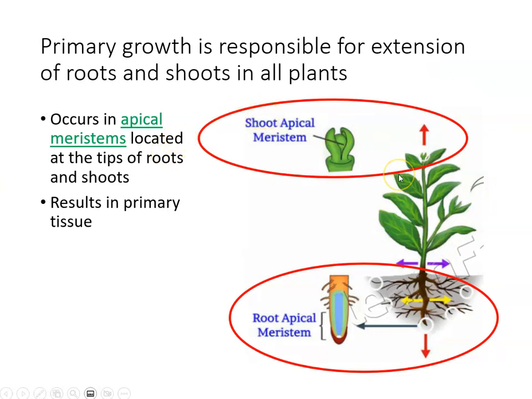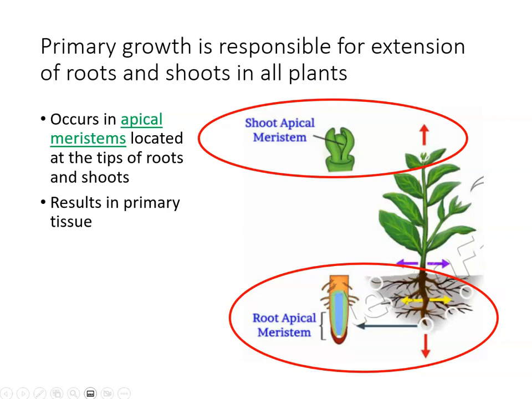There are locations called apical meristems at the tips of roots and shoots where the meristematic tissue responsible for primary growth takes place. As shown here, we're zooming now into the shoot apical meristem and the root apical meristem. So the cells there are mitotically active, making copies of themselves, also causing elongation of the cells themselves and sometimes of the whole plant because of what's happening in those apical meristems.